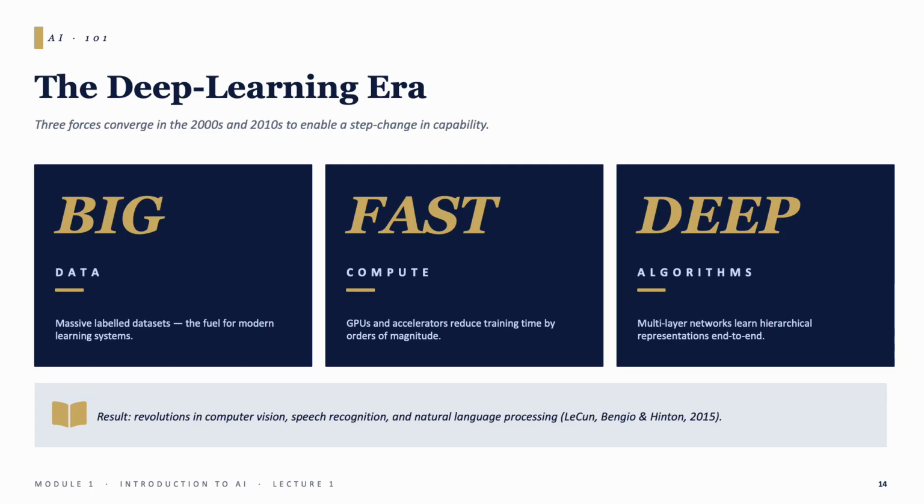The deep learning era. Deep learning emerged because of three key factors: large data sets, powerful computing hardware, and improved algorithms. Deep neural networks can learn complex patterns from massive amounts of data. This has led to significant improvements in image recognition, speech processing, language understanding, and many other applications. Deep learning is one of the main reasons AI has become so successful in recent years.